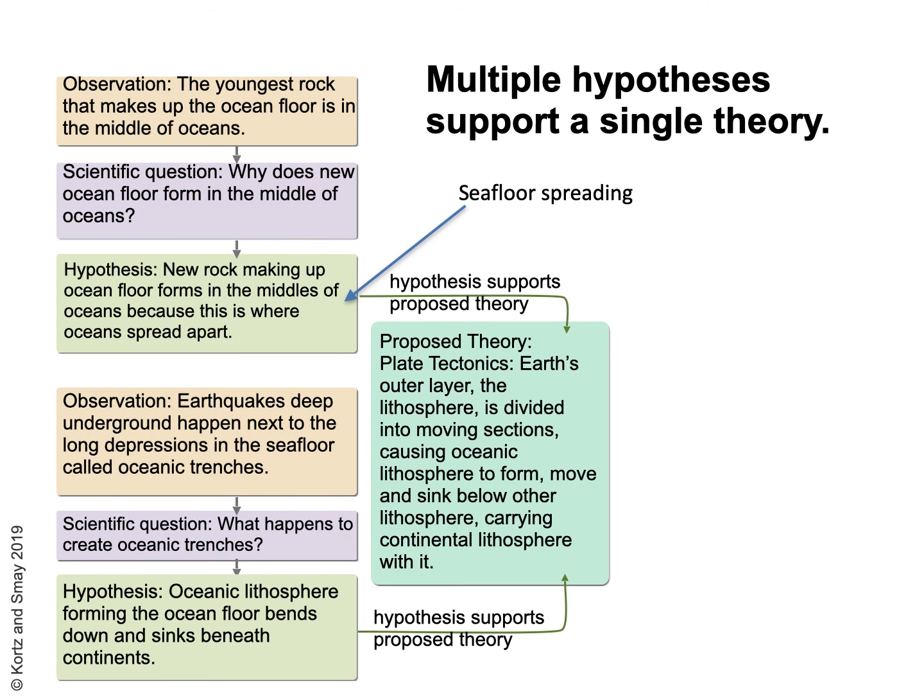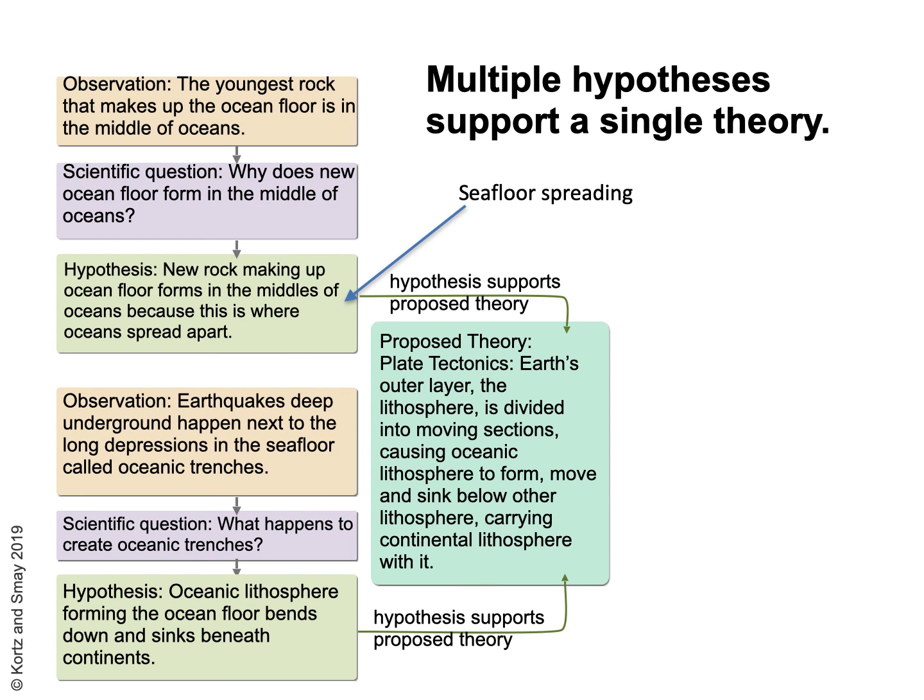The observation that the youngest rock making up the ocean floor is in the middle of oceans is explained by the hypothesis stating that new ocean floor forms in the middle of an ocean because this is where oceanic crust splits apart and new crust forms in the middle. Sometimes this is called the seafloor spreading hypothesis.